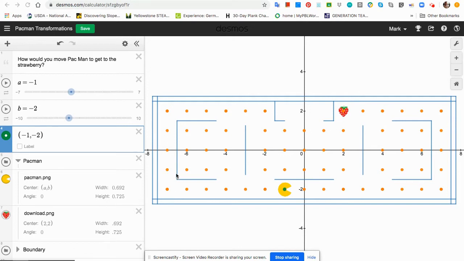Keep in mind, we can't move past any of these blue boundary walls. So, how are we going to do this? Well, it looks like I'm going to use translations. I'm going to translate him to the right.